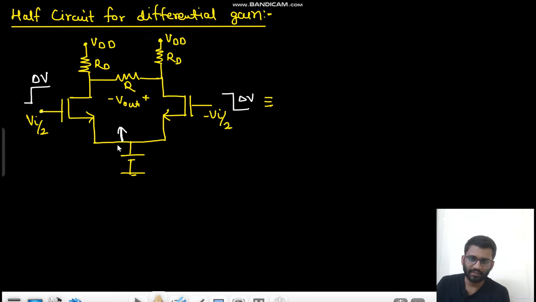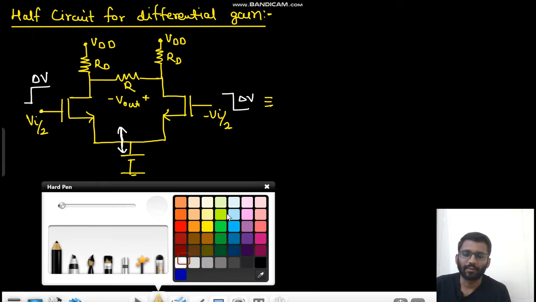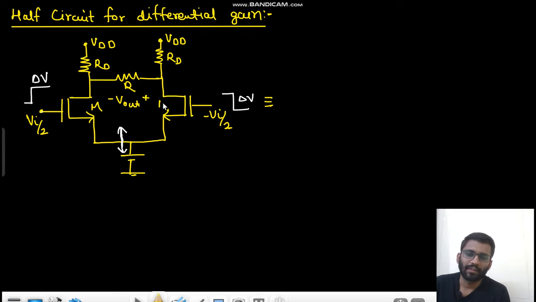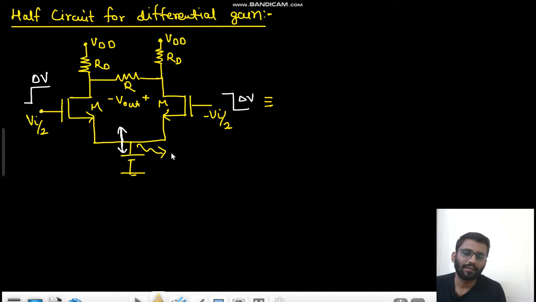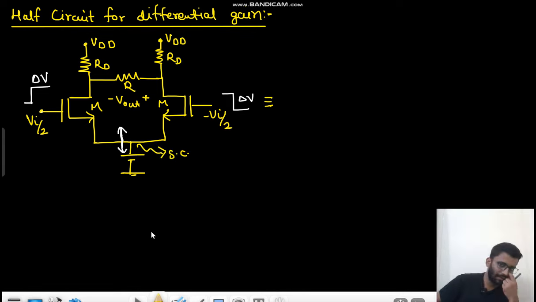Now, if this is going down, this is going down. So it is going up and it is going down by the same amount. Let us zoom. Both transistors are matched, that I forgot to write. It is going up and down by the same amount. So whenever we are talking about the differential gain or differential half circuit, this node will always be zero. Short circuited. Okay. Because this potential will go up and down by the same amount.